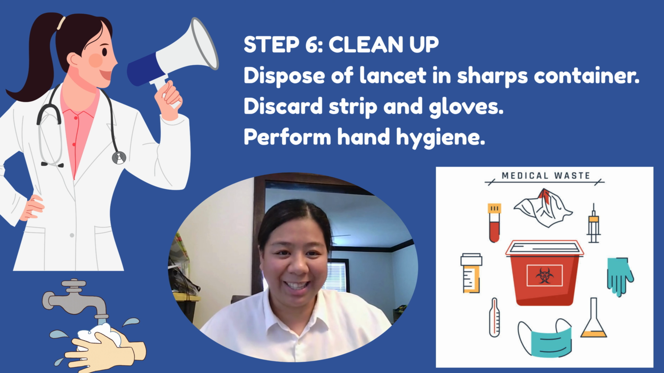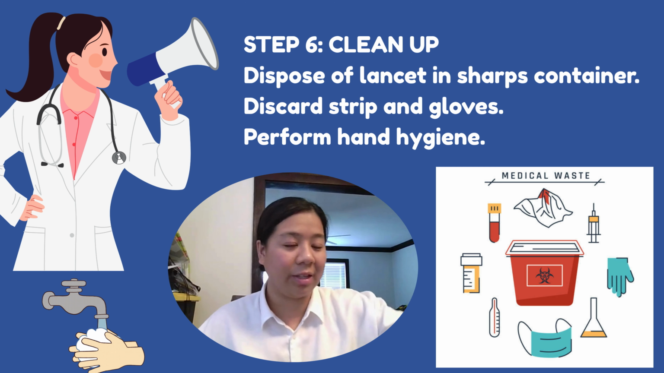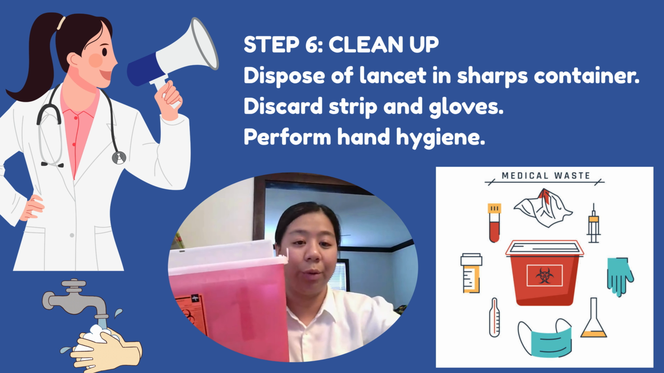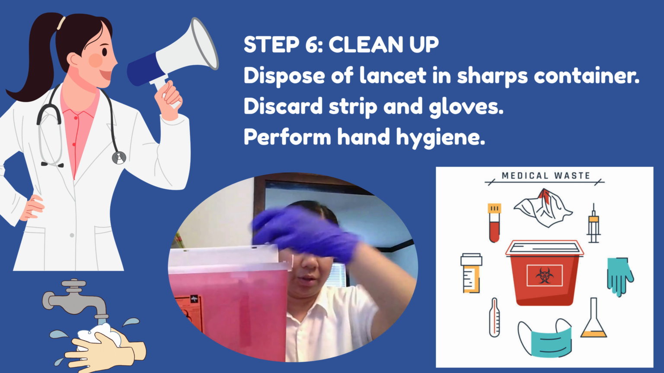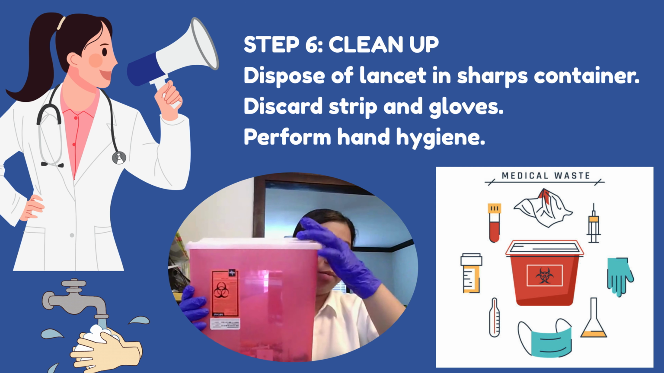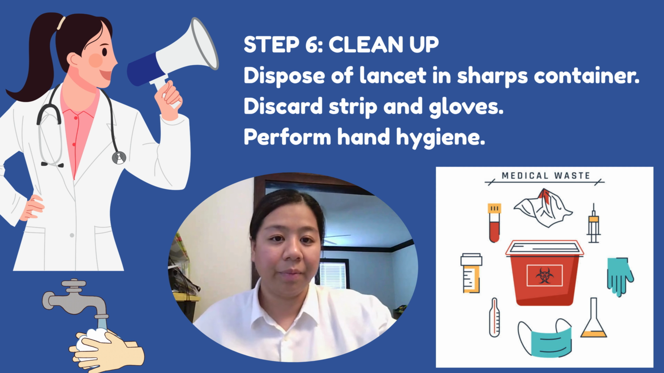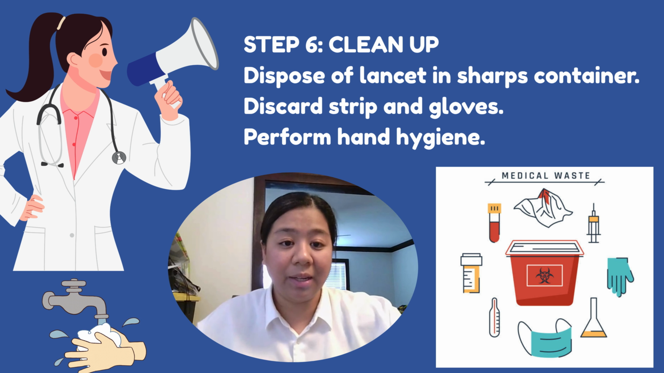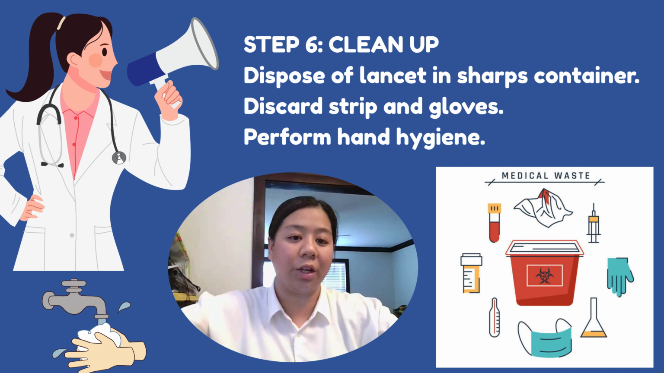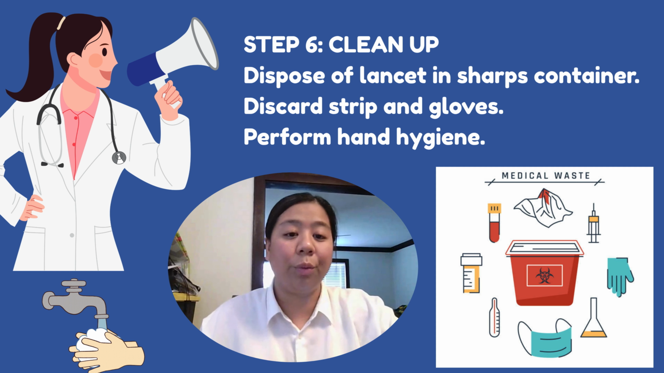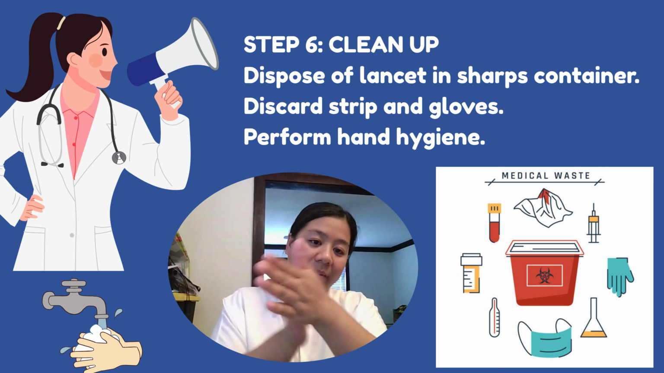And for our step six, which is the cleanup, make sure to dispose of lancets in sharps containers. Again, I have shown you in the previous slides, we have a sharps container. We have the lancets that were used to do our blood glucose monitoring. We can drop it in the sharps container and make sure that it's secured and sealed. Also, discard the strip and gloves in the regular waste bin. We have a regular waste bin. Make sure that you toss it properly and make sure that you remove your gloves and always perform hand hygiene.